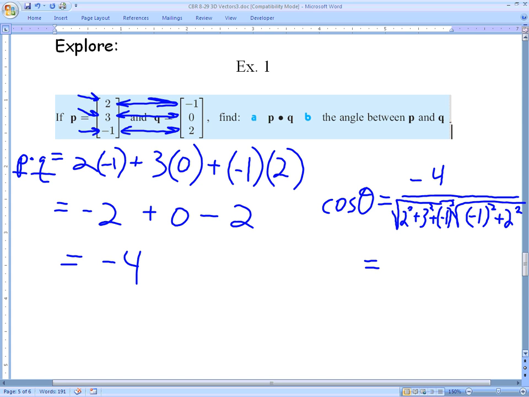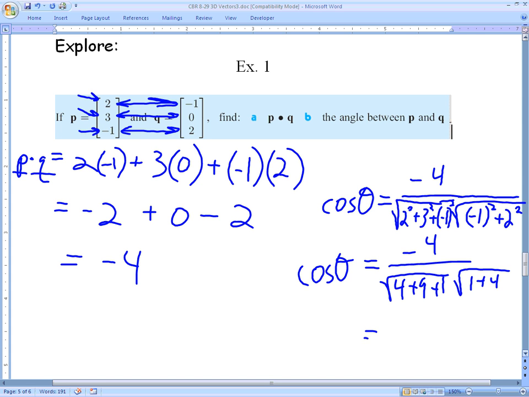We are going to go ahead and simplify. I'll bring down my cosine of the angle. I now have negative 4 over radical, and 2 squared would be 4 plus 9 plus 1. And then over here, I'm going to have 1 plus 4. So bring that down one step further. I've got negative 4 over radical 14, which doesn't reduce, and radical 5 also doesn't reduce. And not that I'd even want to, because the goal is not to find the cosine of that, but the goal is to find the actual angle.